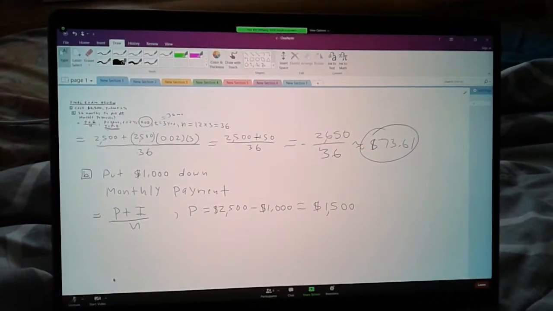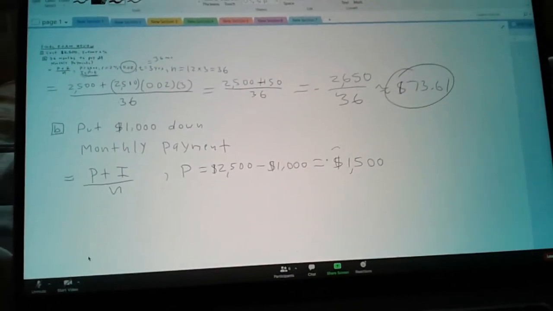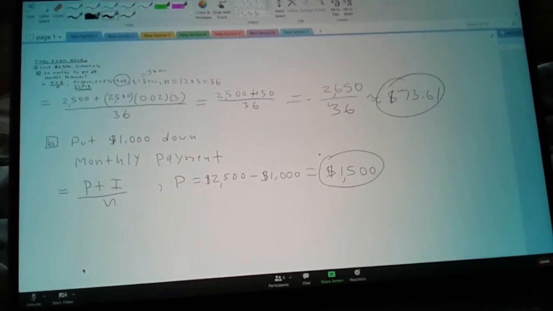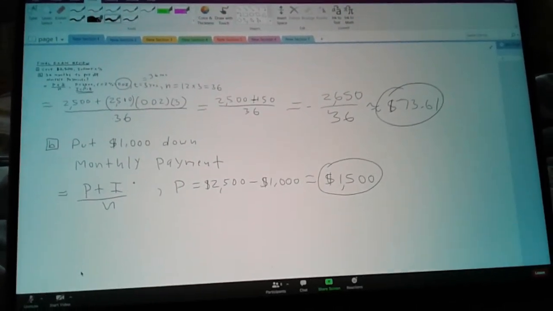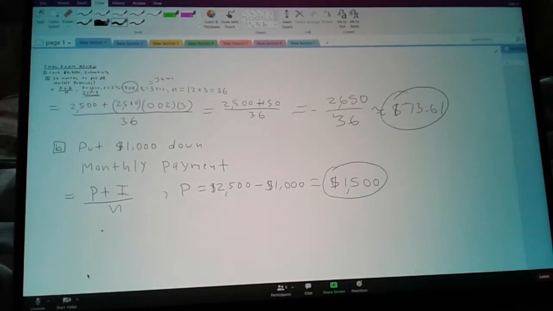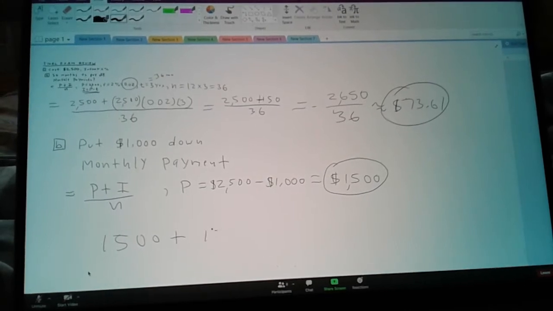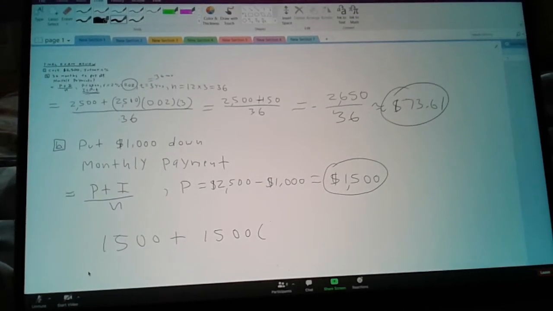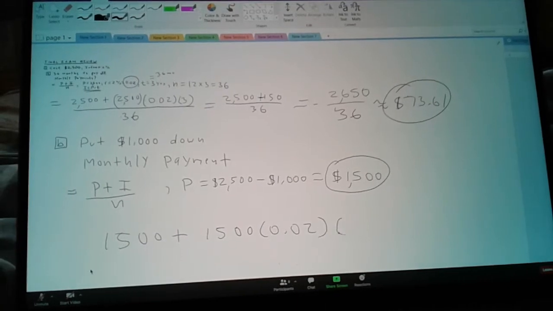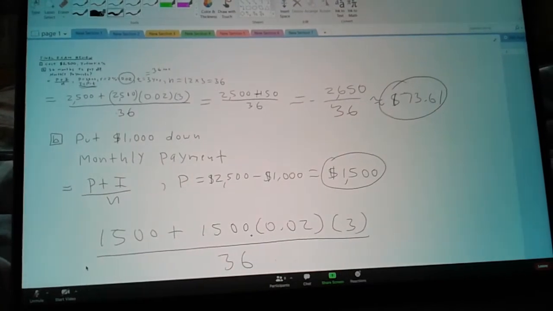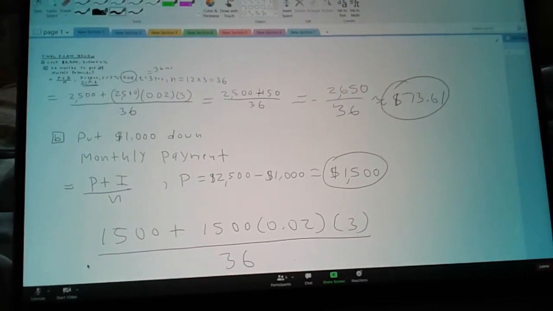Okay, so what about part B? So if you put $1,000 down for this job, then the $2,500 only becomes $1,500. So your P changes to 1,500, but everything else will still be the same. And so you'll have 1,500 plus 1,500 times the same interest, 0.02, times 3 divided by 36. So I'm using the same formula, P plus I over N.